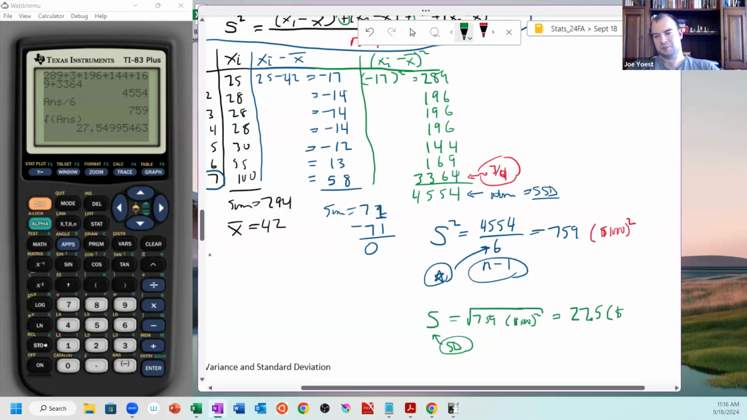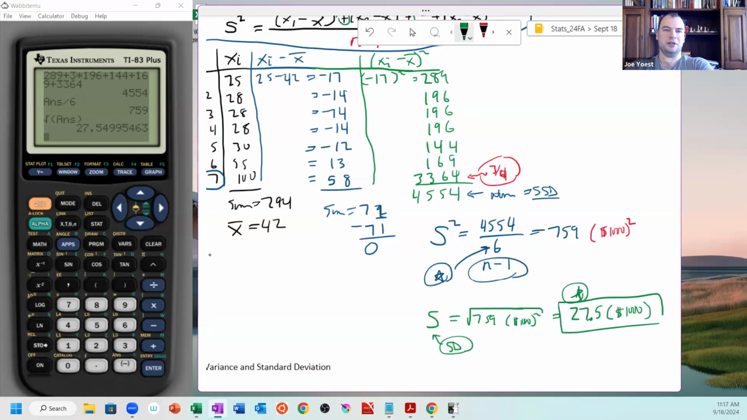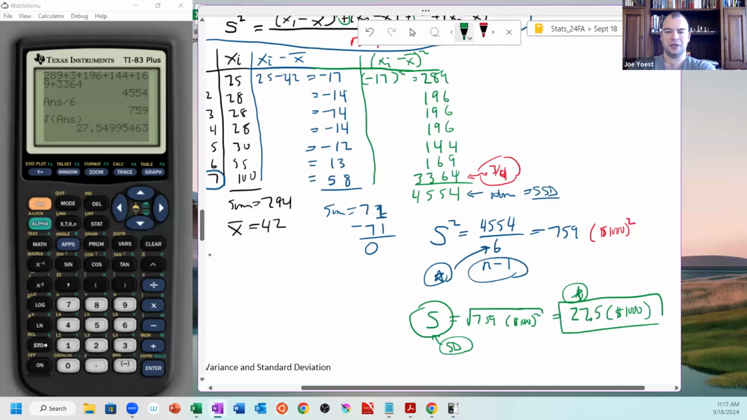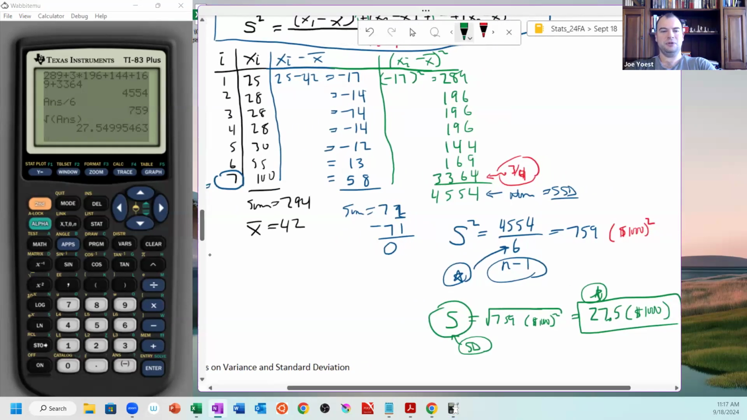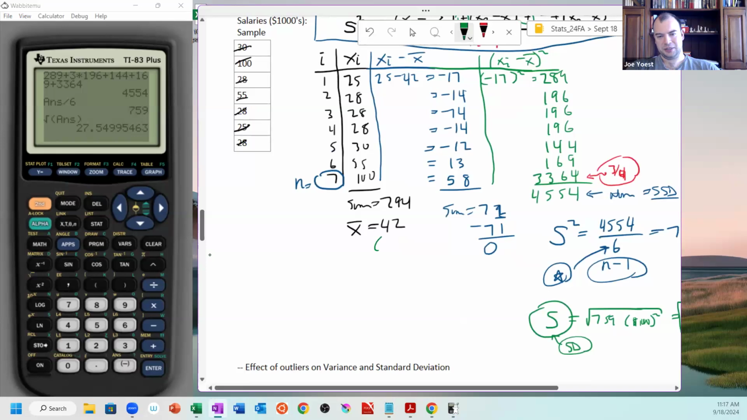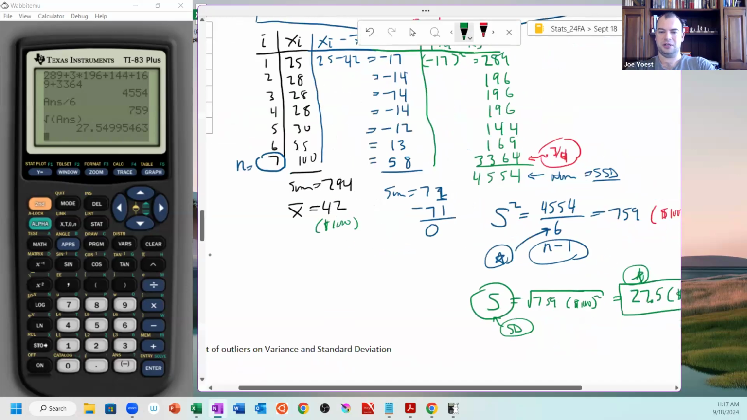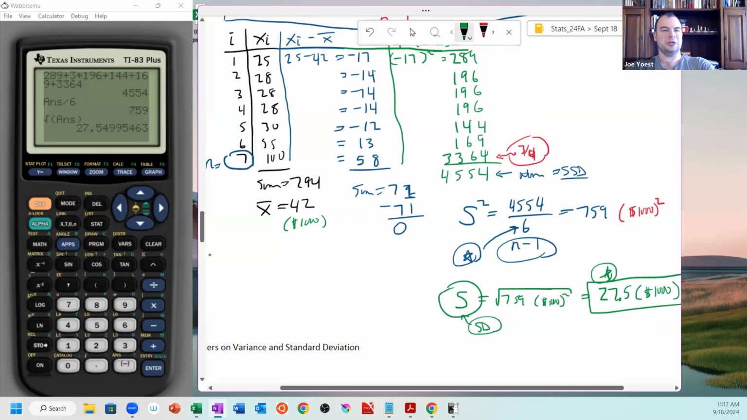And importantly, that is back into the units of the original data, thousands of dollars. So my sample standard deviation is about $27,500. And I can view that in the context of my mean, which was in that same unit, and all my other measures of center and my range, because now they have consistent units.